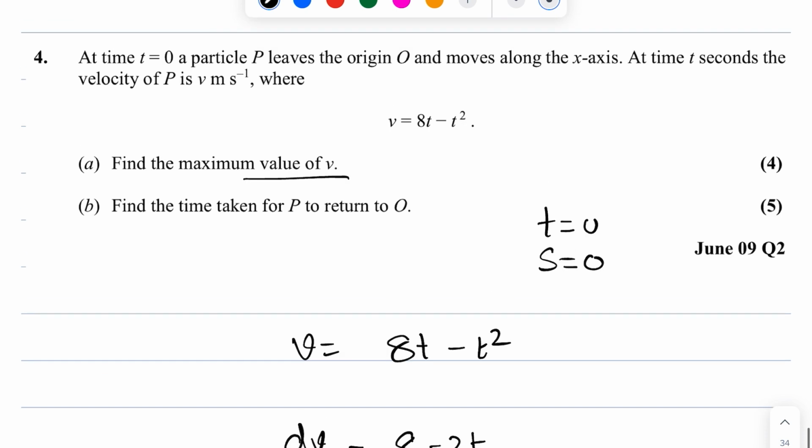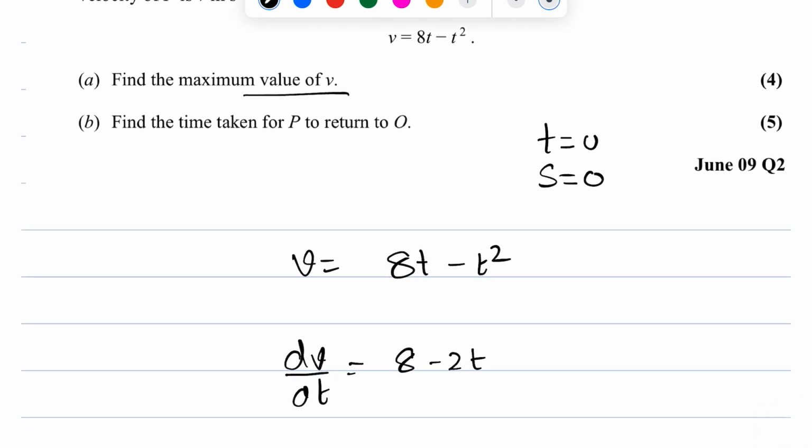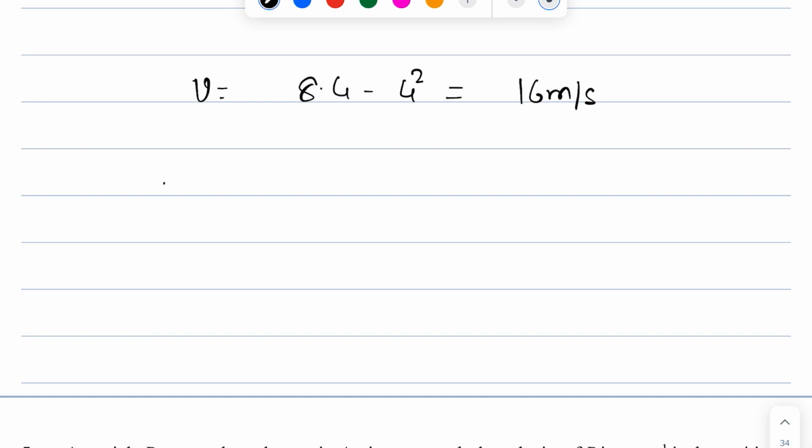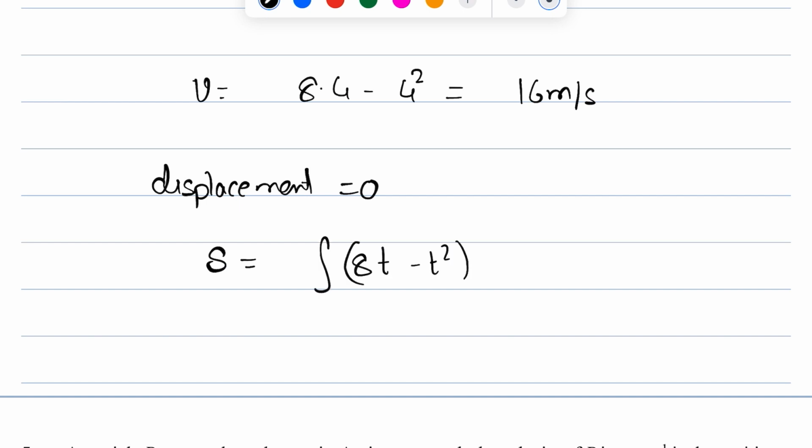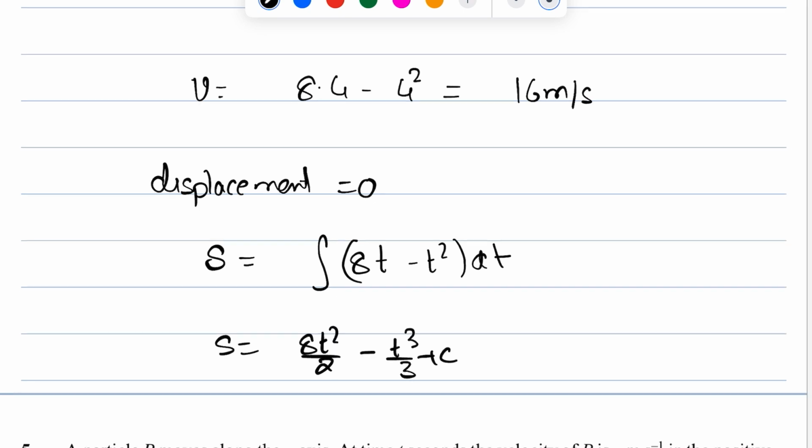Find the time taken for P to return to O. Return to O means the displacement should be equal to 0. So first of all, what am I going to do? I am going to find the distance by doing the integral of 8t minus t square dt. So what does that become? s equals 8t squared by 2 minus t cubed by 3 plus c.